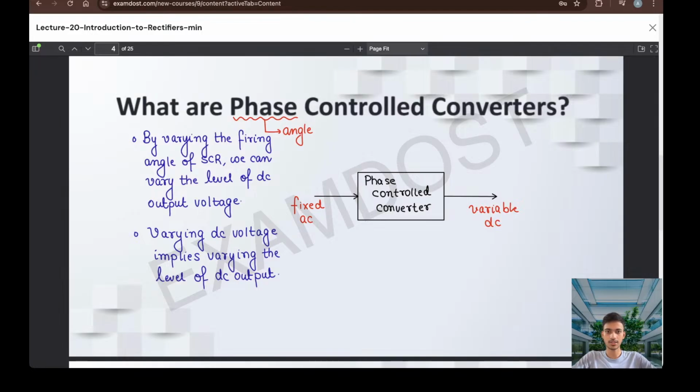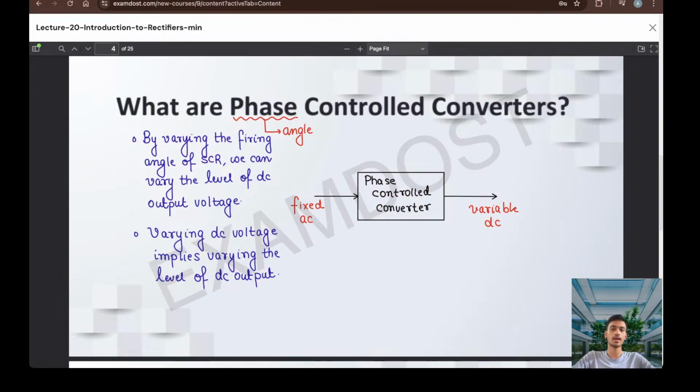In phase controlled converters, we give fixed AC to get a variable DC, like rectifiers, AC to DC, and all this converting is done by a rectifier. So phase controlled converters are rectifiers where we give fixed AC to get a variable DC. And how do we get that variable DC? By varying the firing angle of the SCR.